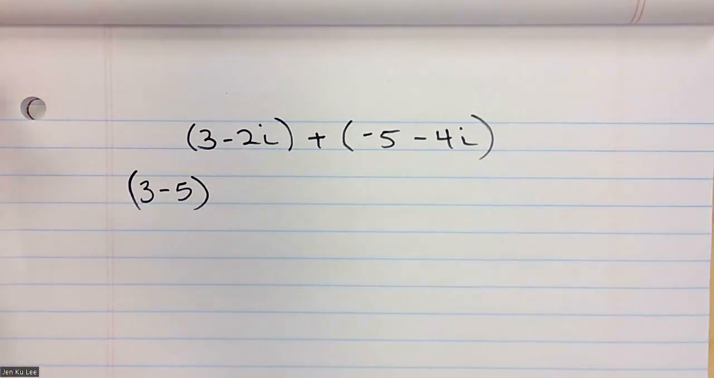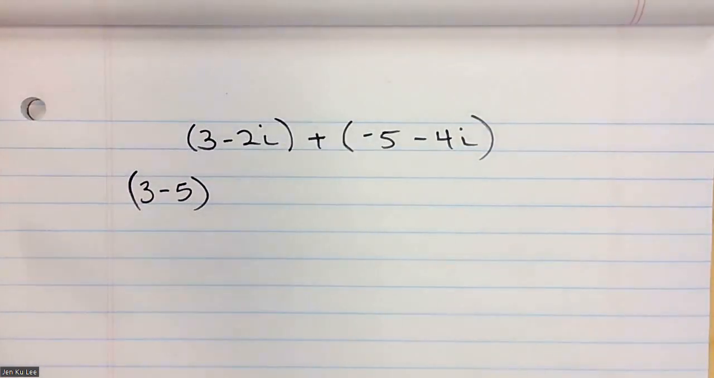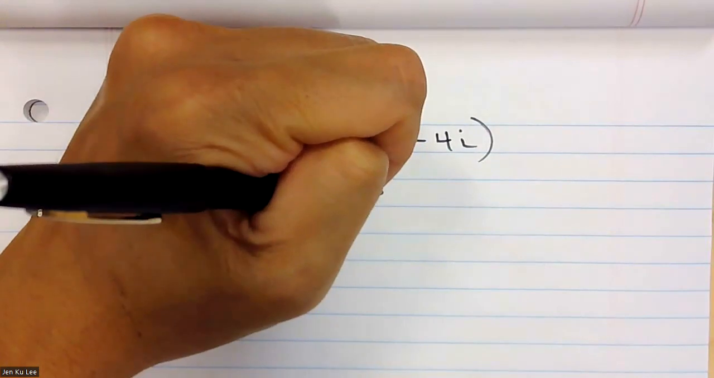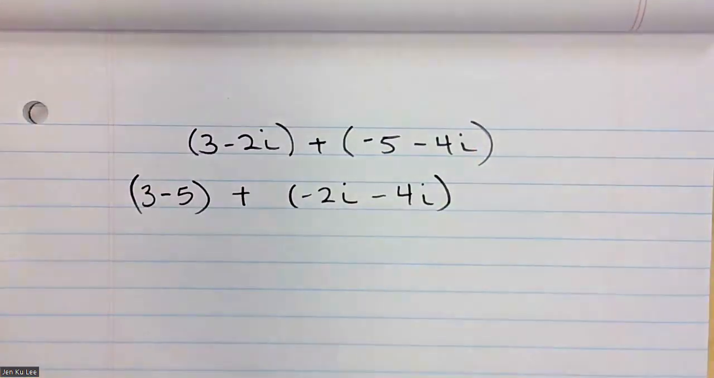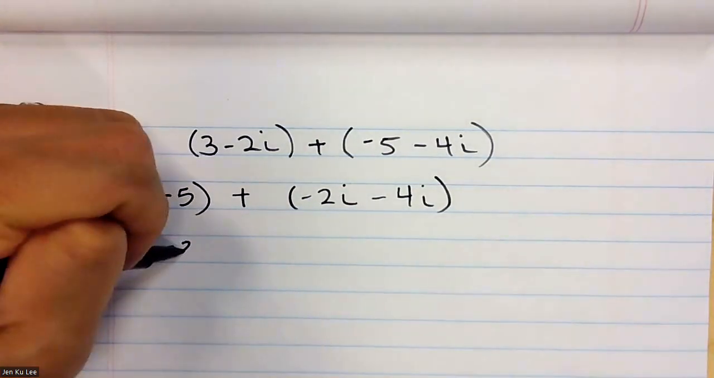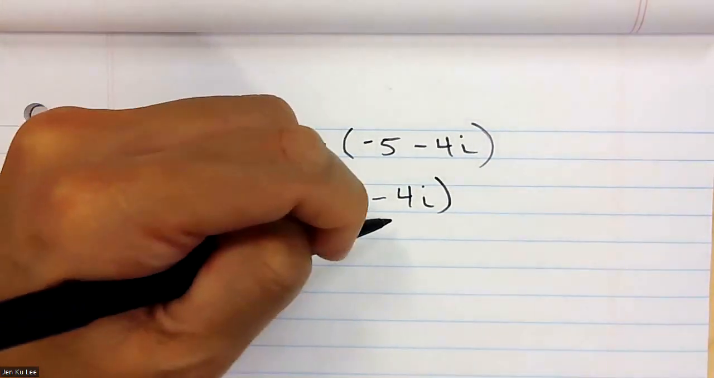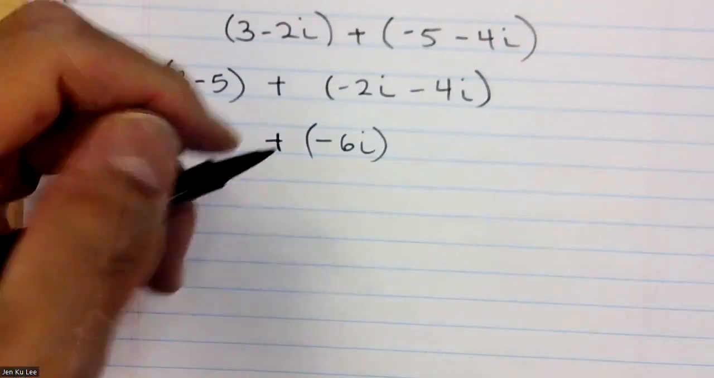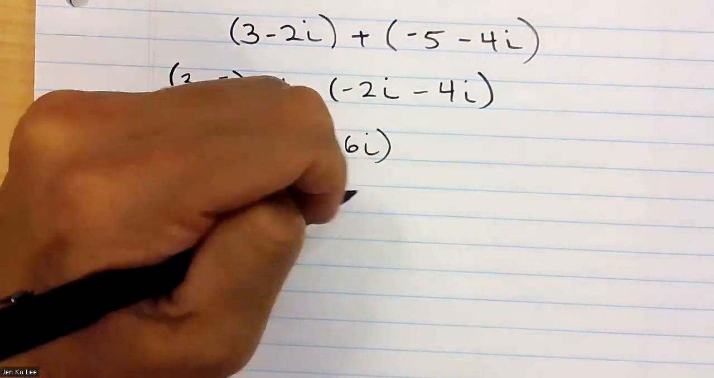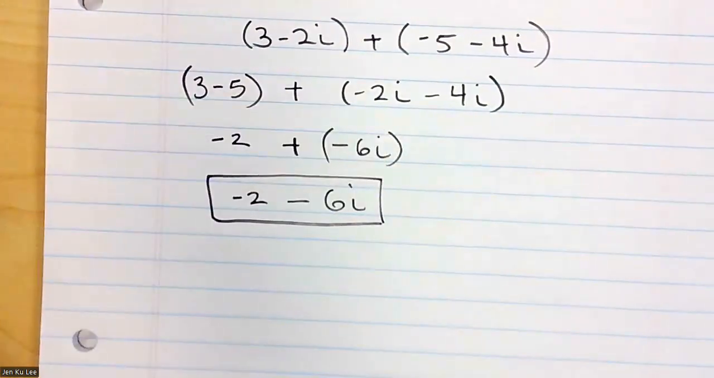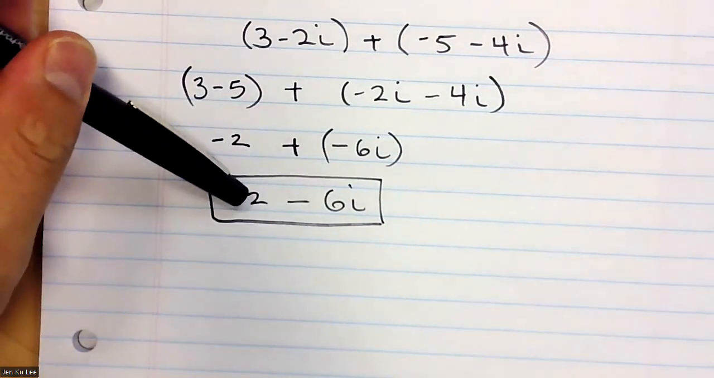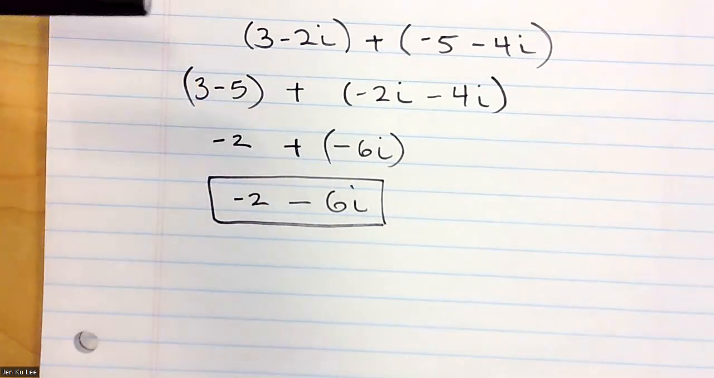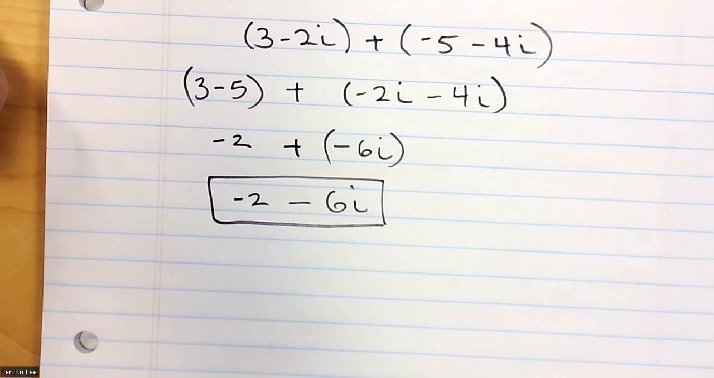So 3 minus 5, right? I just gathered the 3 and the negative 5. And then plus negative 2i and a minus 4i. Okay, so 3 minus 5 is negative 2, plus negative 2i minus 4i, that's negative 6i. So this will just be negative 2 minus 6i. Okay, a complex number has a real number and an imaginary number, and they're just put together with a plus or a minus, right?